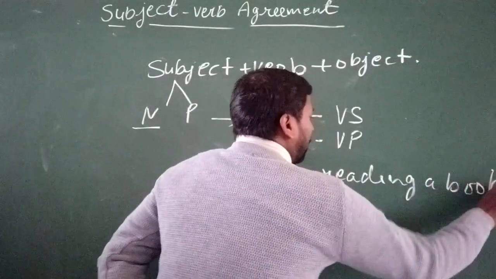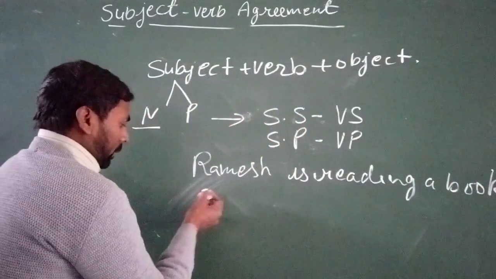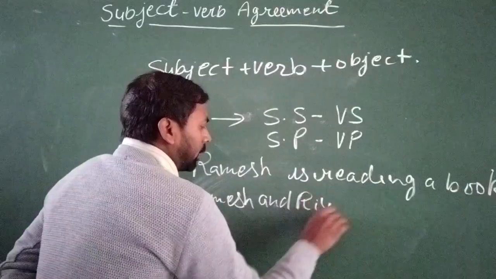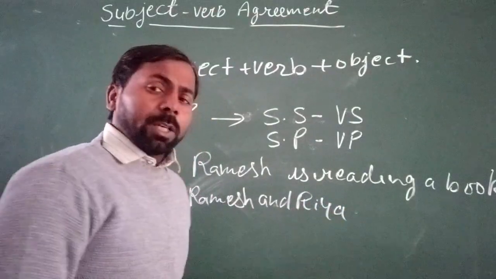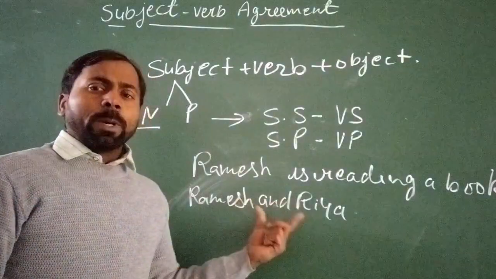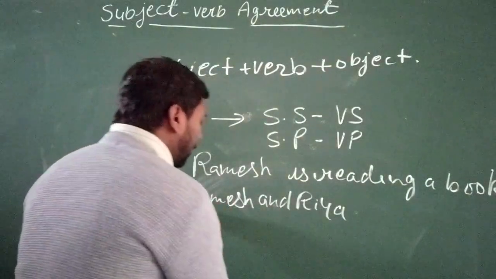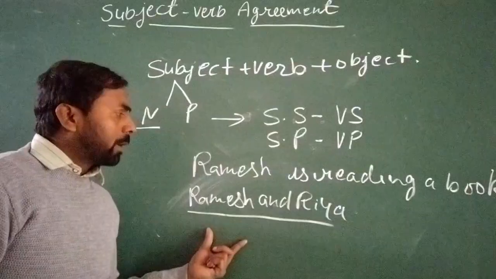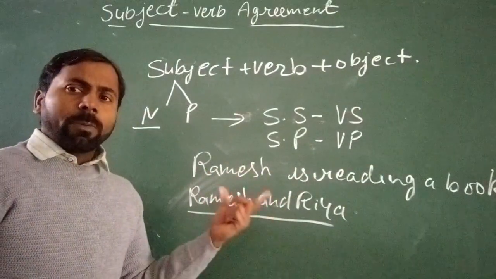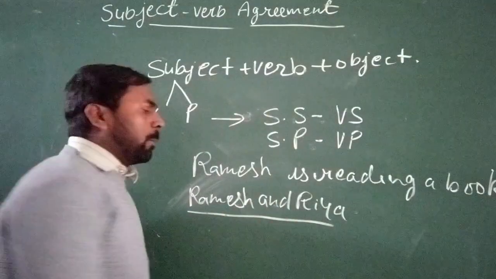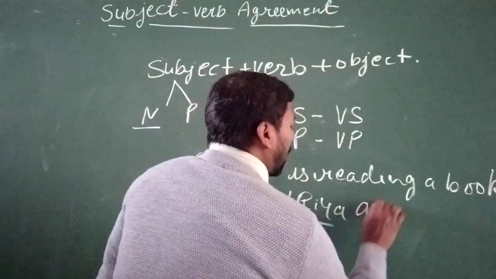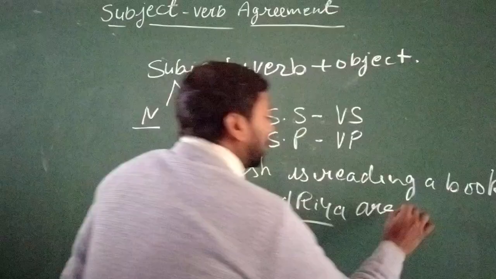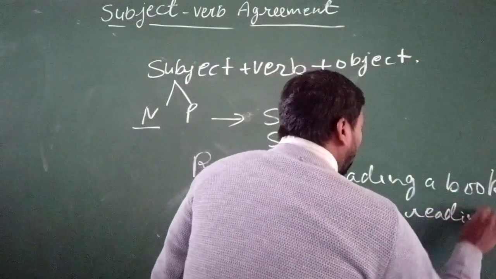a book. If your subject is plural, like Ramesh and Riya, you can see here Ramesh and Riya are not a single person. It is two persons. So in this condition, it will be in the plural number. When the subject is plural, we cannot use the singular verb, as you know very well. So here Ramesh and Riya are plural, so we can use "are". Are is a plural helping verb. Are reading books.